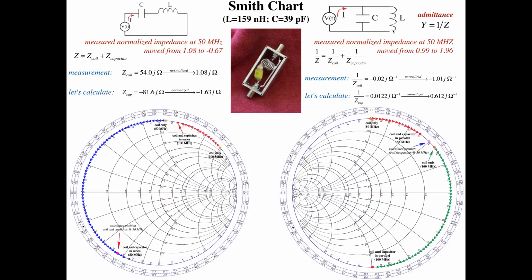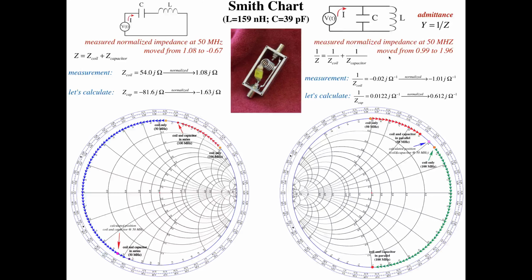Okay, so let's go over here and look at our parallel circuit. The impedance of the coil only, so no capacitor, for this configuration was 49.5. Divide that by 50, and I get 0.99. So that's the normalized impedance of just the coil. If I add the capacitor in parallel this time, I measure an impedance on my impedance meter of 98, and divide that by 50, and I get 1.96.